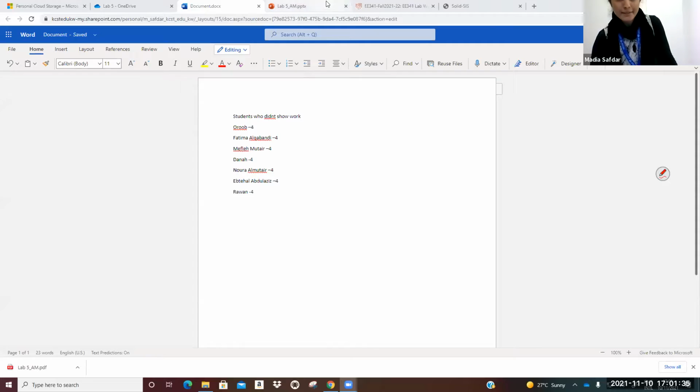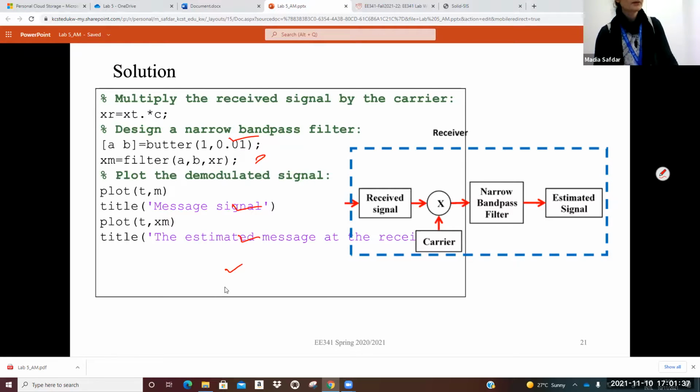So you didn't do this part of plotting the basic signal and then the estimated signal. Yes, 1 minute. Okay. This part, this one, yes.